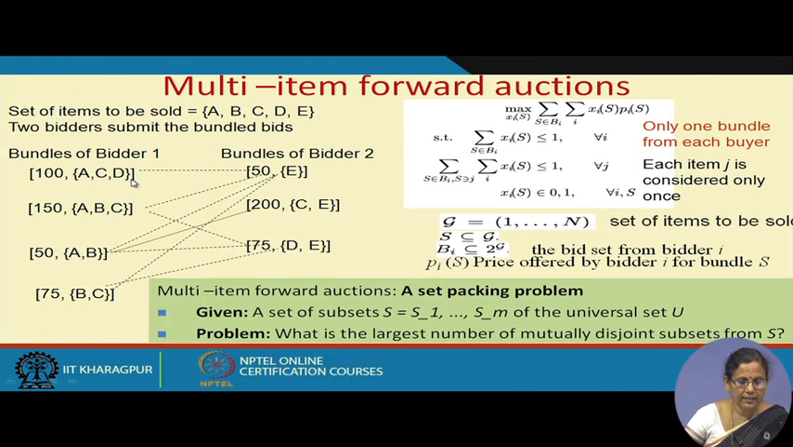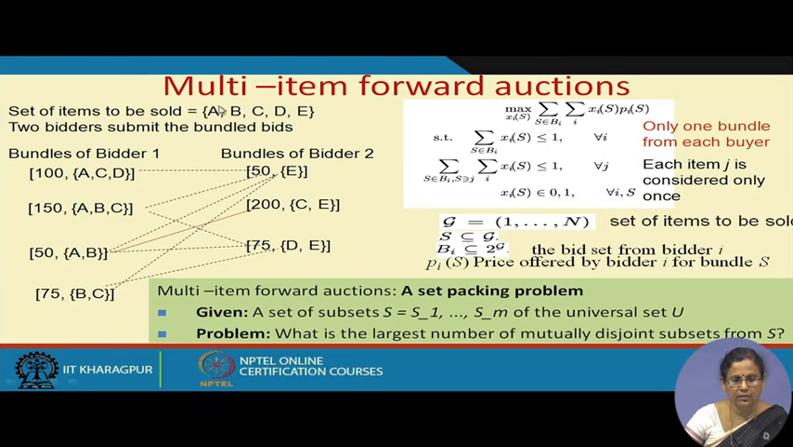For A, C, D, if he is buying together, he is offering 100. For A, B, C together, he is offering 150. For A, B together, he is offering 50. For B, C together, he is offering 75. And so also the second bidder. Now, I have only 1 unit of each.